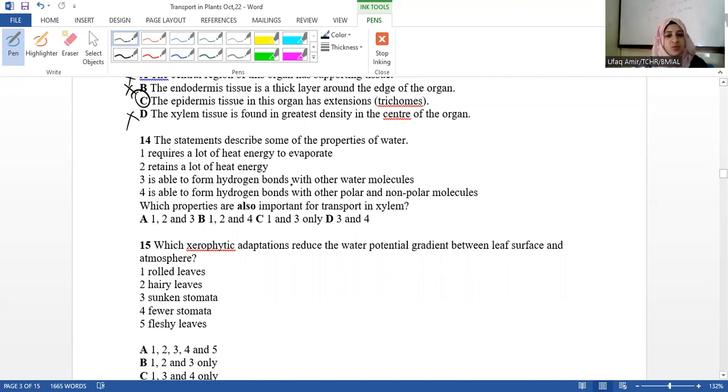Is able to form hydrogen bonds with other water molecules. That's correct. That is involved in transport of water. Force of cohesion. Is able to form hydrogen bonds with other polar and non-polar molecules. That's the lignified cell wall. That is also correct. Force of adhesion. These two play an important role in the transport of water through xylem. That is D, 3 and 4.